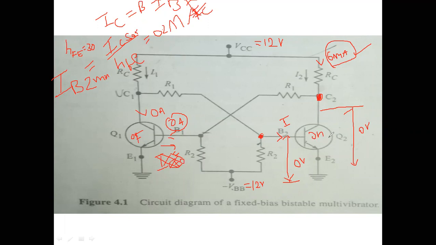We only have two states here: saturation state and cutoff state. When it is off, it is cutoff. When it is on, then it is in saturation mode. Therefore, the current flowing at this stage is nothing but the saturation current, ICE sat. ICE sat by HFE gives the minimum base current. Therefore, we have to find out the minimum base current.